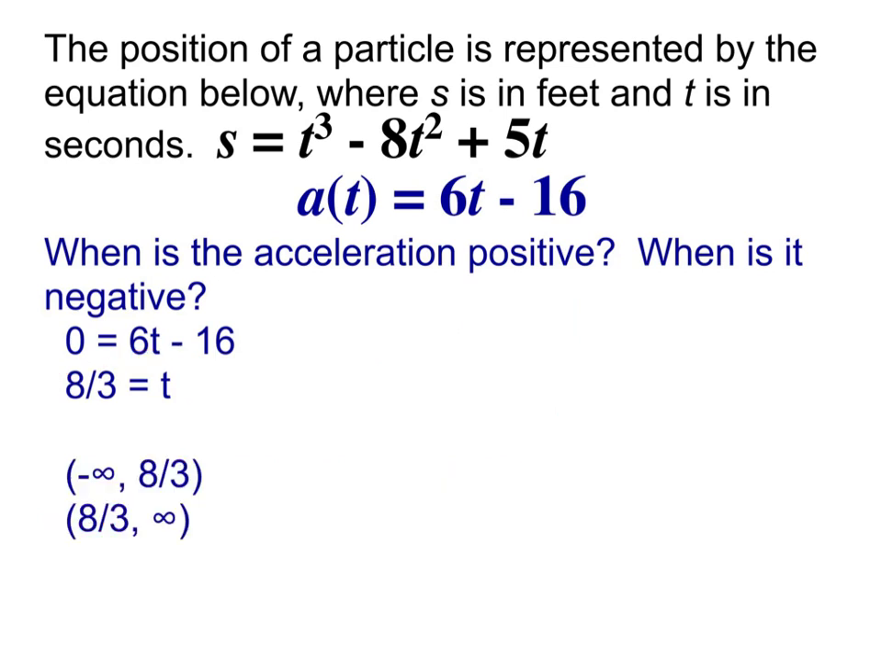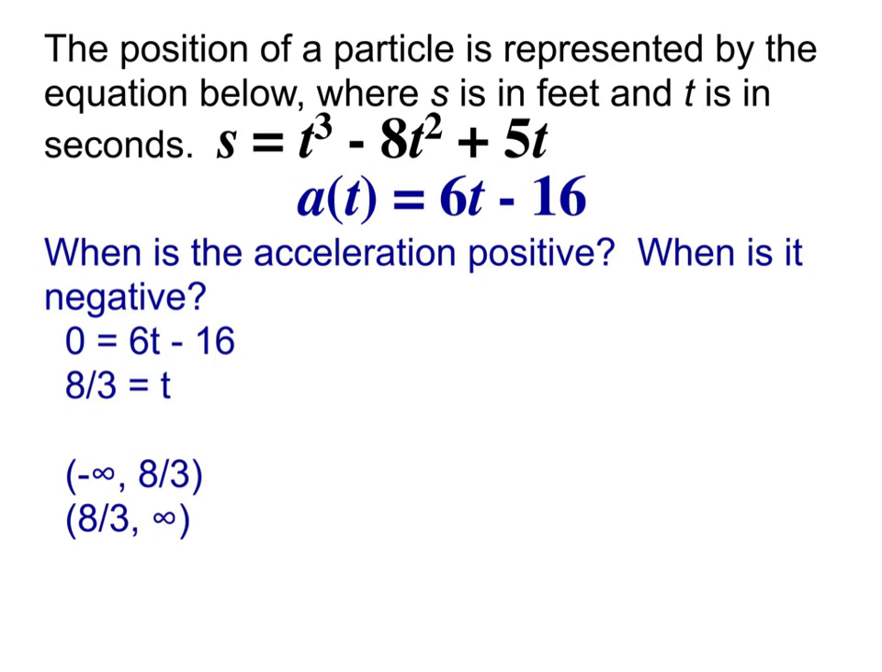And so when you do that, this is what you should be looking at. Our first interval, that is the interval to the left, is negative infinity to 8/3. Notice, it does not include the 8/3. It is a parenthesis, not a bracket there, because at 8/3, it's not going to be positive or negative. At 8/3, it's 0. So we don't want to include that there.